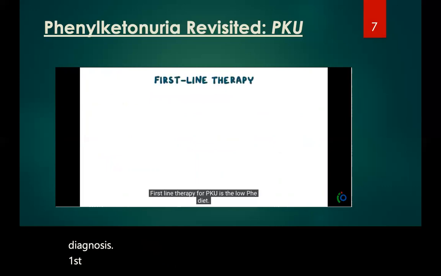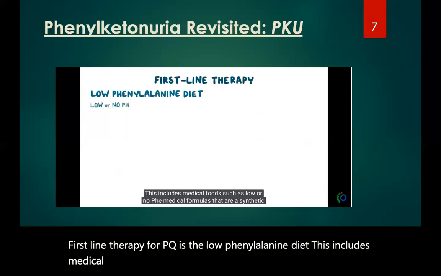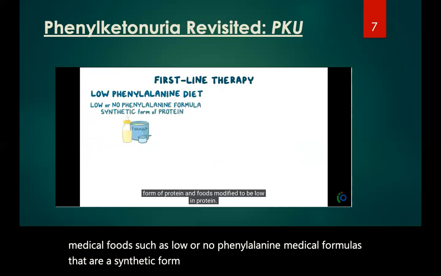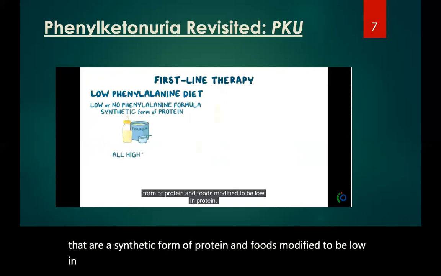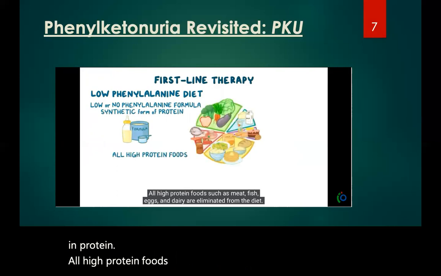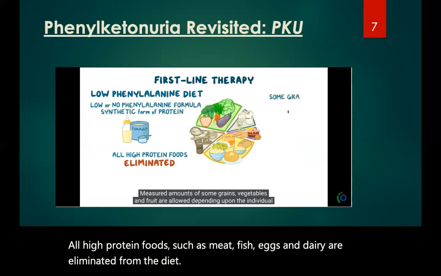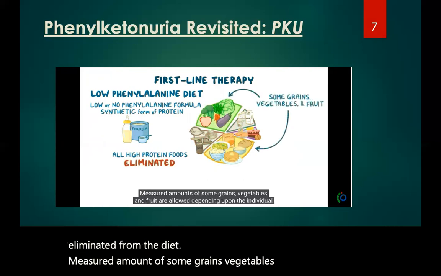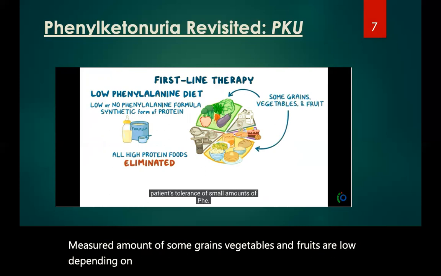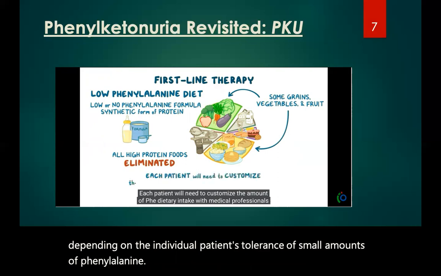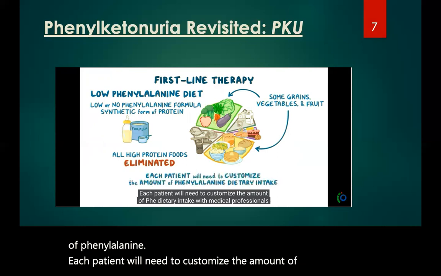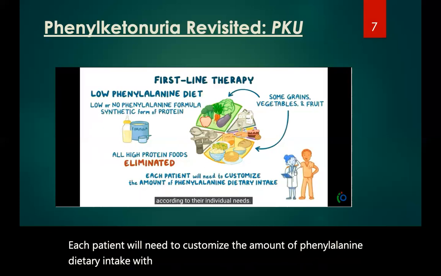First-line therapy for PKU is the low phenylalanine diet. This includes medical foods, such as low or no phenylalanine medical formulas that are a synthetic form of protein, and foods modified to be low in protein. All high-protein foods, such as meat, fish, eggs, and dairy, are eliminated from the diet. Measured amounts of some grains, vegetables, and fruits are allowed, depending on the individual patient's tolerance of small amounts of phenylalanine. Each patient will need to customize the amount of phenylalanine dietary intake with medical professionals according to their individual needs.